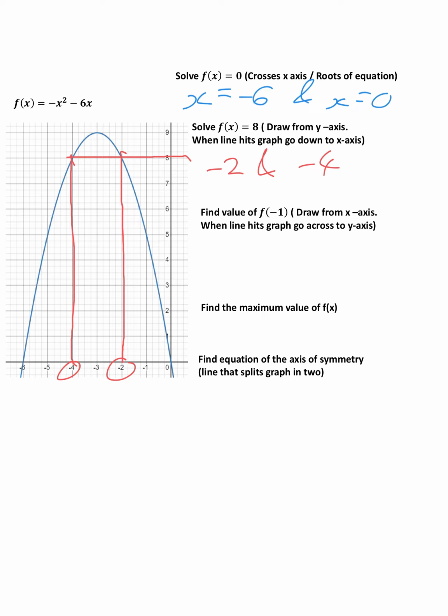Okay, the value of f of -1. So I'm going to -1 on the x-axis, going up. That gets us 5. Again, make sure you're using a ruler.